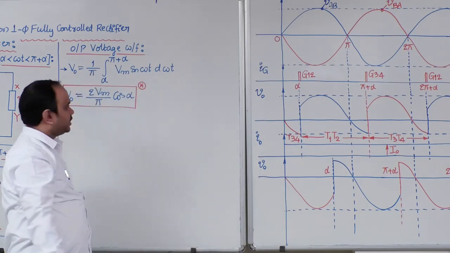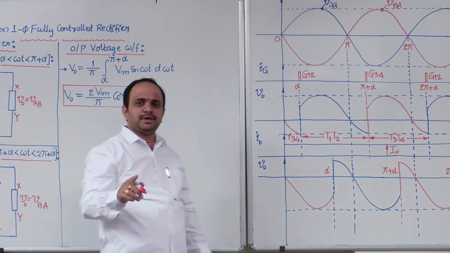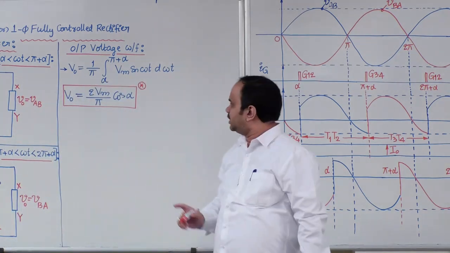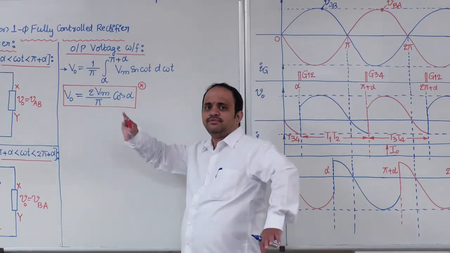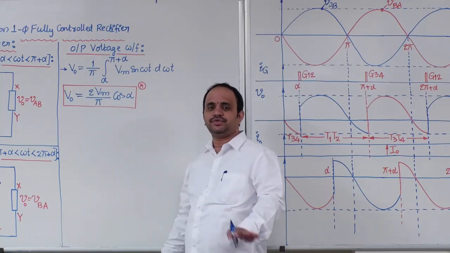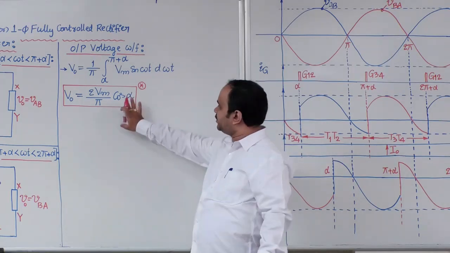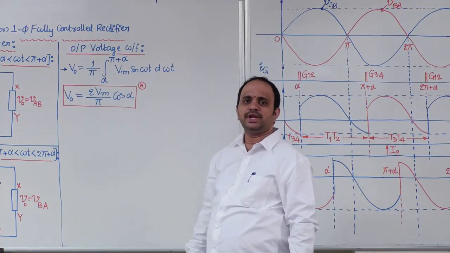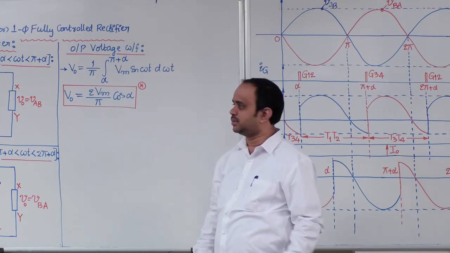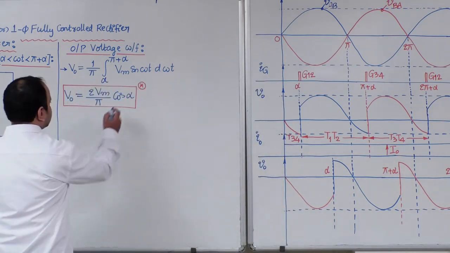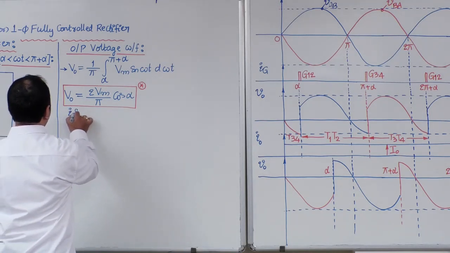Now remember carefully, this particular equation is applicable only for continuous conduction. For the full converter we will come across various situations. You should not use this equation for all situations. This particular equation can be used only for continuous conduction or a constant current type of load. Now in this equation, let us write down the points one by one.